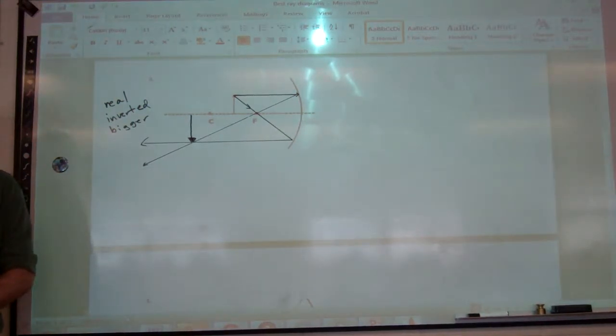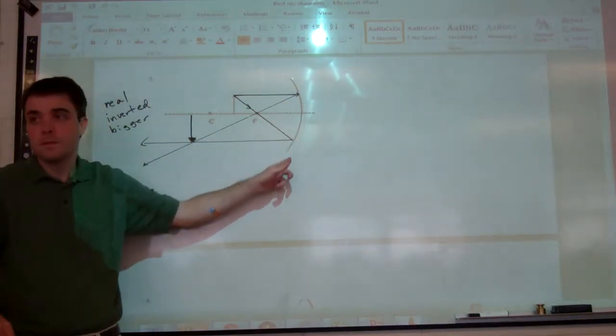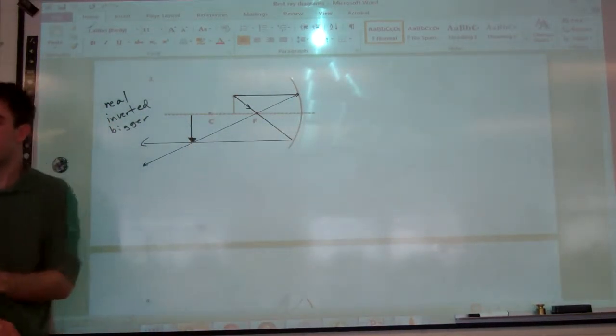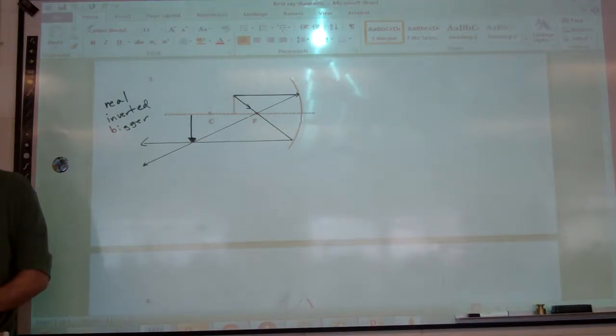What? Where is the mirror? I thought the mirror was the curve. That's the mirror. Well, then haven't they all been in front of the mirror? They've all been in front of the mirror. How can you tell if it's behind it? We'll see. Well, number 5 is where it ends up behind the mirror.